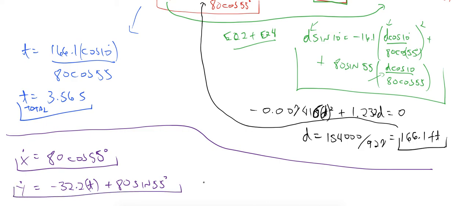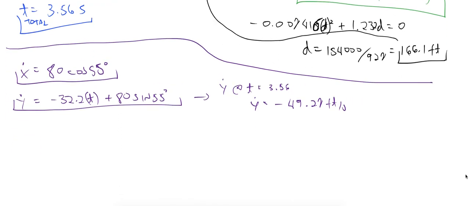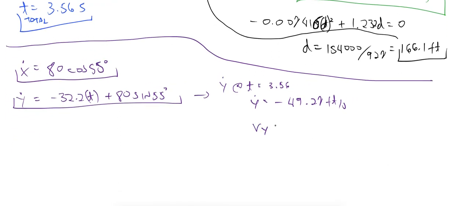So how about we do this? Let's calculate y dot at t equals 3.56. Okay, so we get that y dot is equal to minus 32.2 times 3.56 plus 80 times sine of 55. We get that y dot is equal to negative 49.27 feet per second. Okay. Is that the final answer? No. This is just the velocity in the y direction.